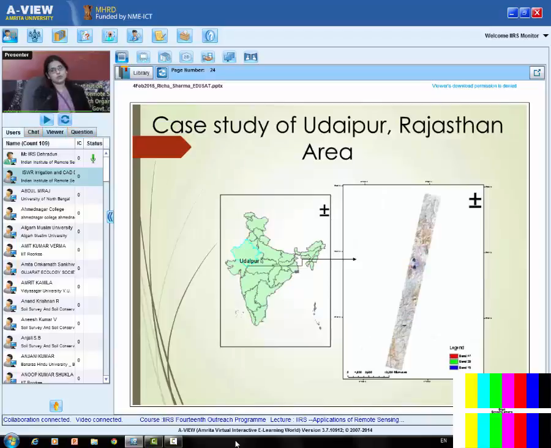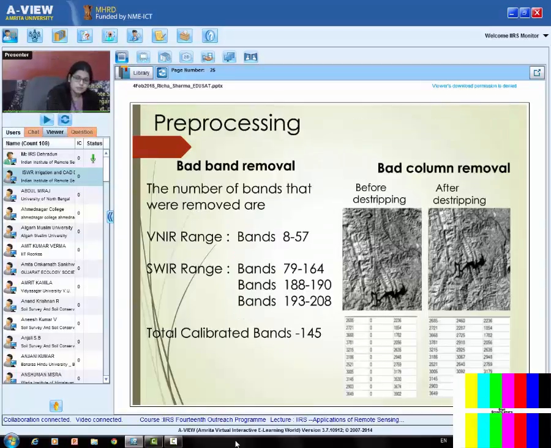Now let me show you some case studies with the help of which you will be able to understand exactly how we are doing the processing of the data. The first study I am telling you about is for the Udaipur area in Rajasthan, India. This study we have applied on the Hyperion data. This data is freely available, and we can download it from the USGS website.